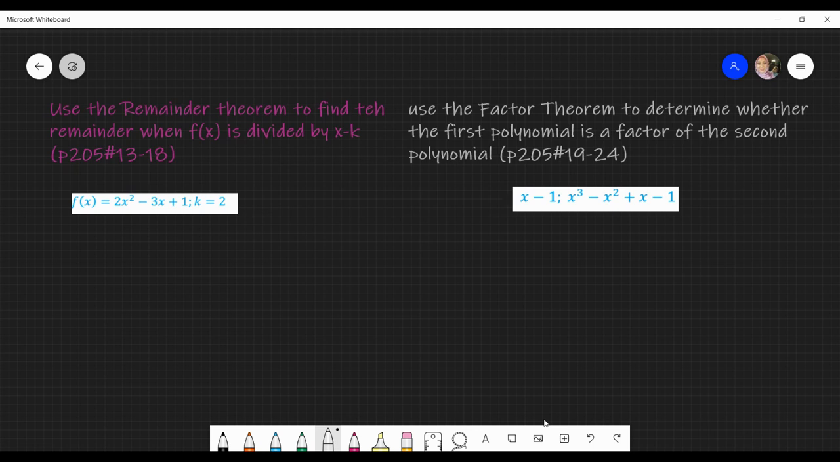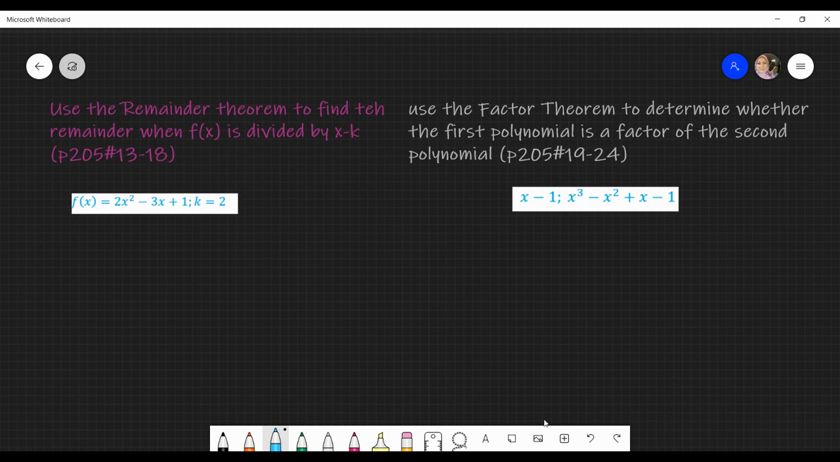Hi, in today's video, we're still in section 2.4. We're going to talk about two main theorems, remainder theorem and factor theorem. And this comes after talking about synthetic division. So in synthetic division, we talked about the resulting polynomial, the remainder we got, and how we can write it in polynomial form and in fraction form.